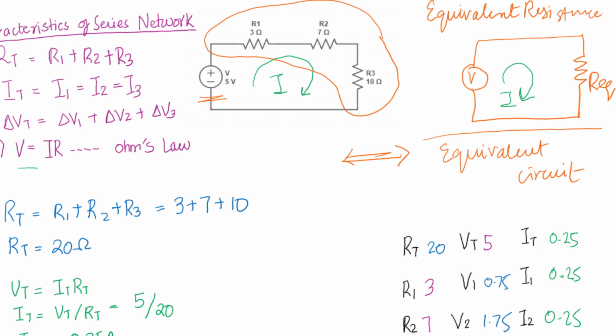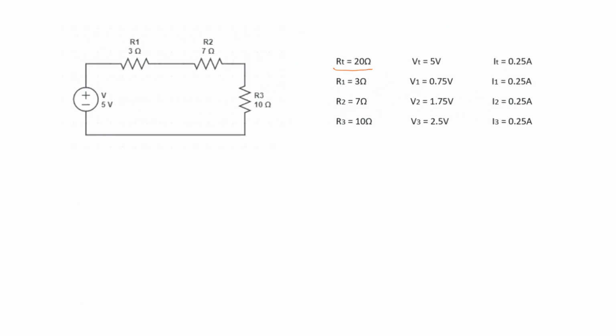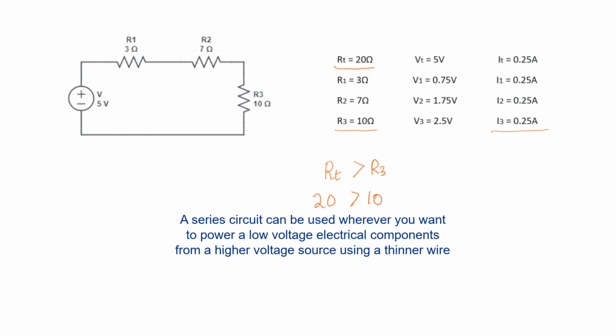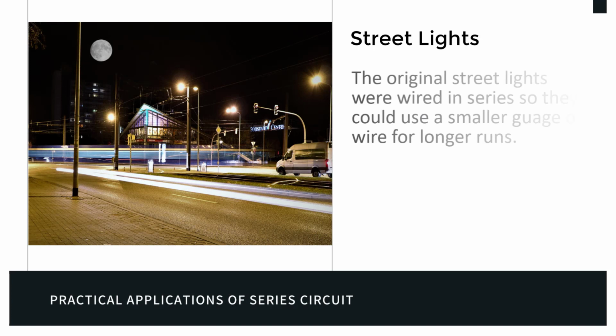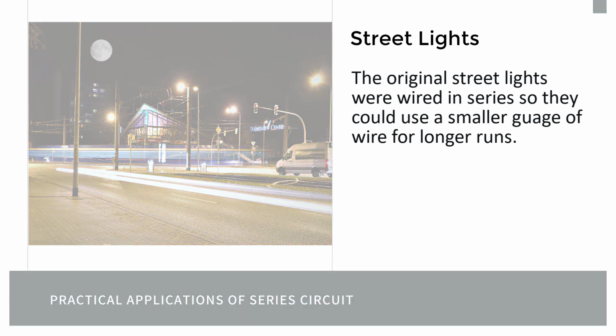Now moving to the practical applications of the series network. As we can see, the total resistance of the network has increased, and it's even greater than the maximum resistance of this network. So R total is greater than R3, and it's greater than 10 ohms, right? Therefore, the total current of the network has decreased. So a series circuit can be used wherever you want to power low voltage electrical components from a high voltage source using a thinner wire. For example, street lights. Originally, they were wired in series so we could use a small gauge of wire for longer runs. So this is it for today.